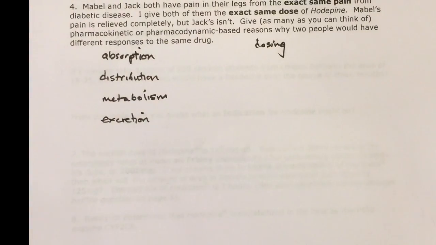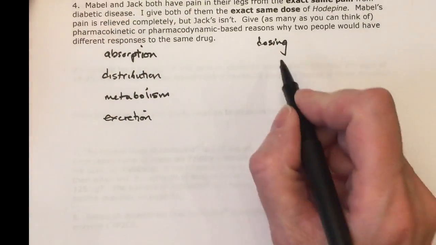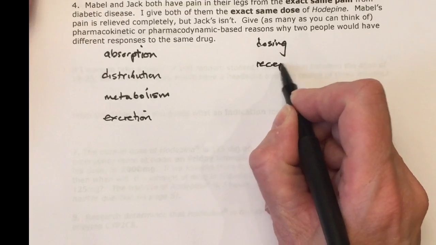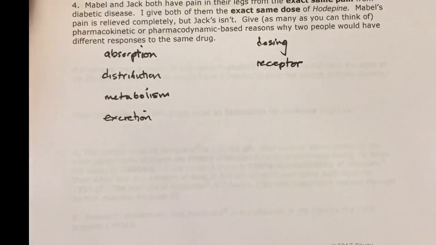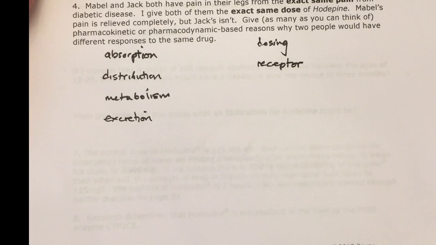So that's another thing. In terms of pharmacodynamics, patients might have different forms of the receptor for that drug. They might have different sensitivity of the receptor. They might have receptor downregulation. So that's another reason why patients might have different responses.